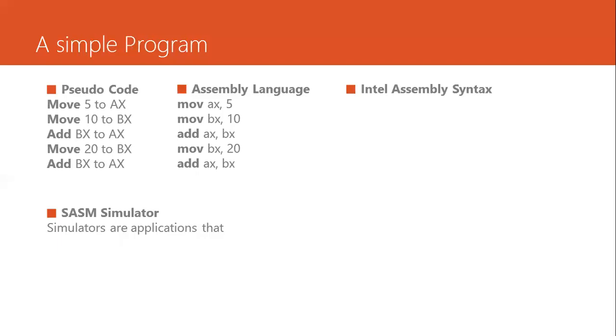The Intel convention says that move AX, 5 means move 5 into AX. So the destination is on the left side, and the source is on the right side. This is by convention of Intel assembly syntax. Similarly, move BX, 10 means move 10 into BX. The third instruction says add BX to AX and place the result in AX, because by convention, the destination is on the left side. So that is how logic is implemented in assembly language.